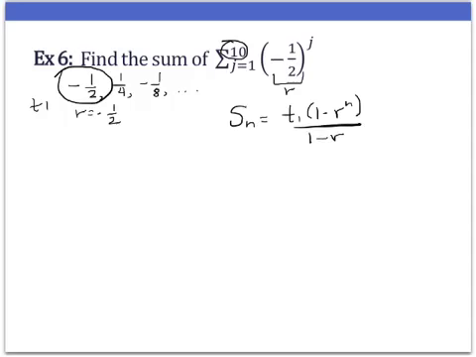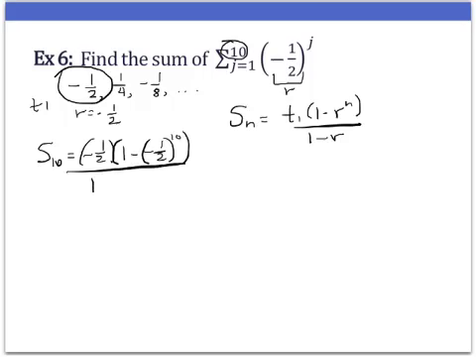And the fraction is going to be a little bit messy, but that's okay. So our first term, negative 1/2, you have 1 minus, and since your ratio is negative, it really needs to go in parentheses. And then 1 minus negative 1/2 in the denominator. So we have negative 1/2, and then in our parentheses, distribute your power to negative 1 and negative 2.